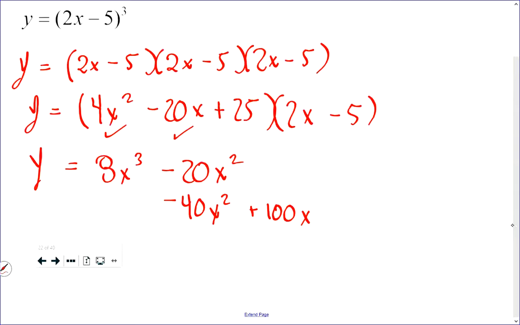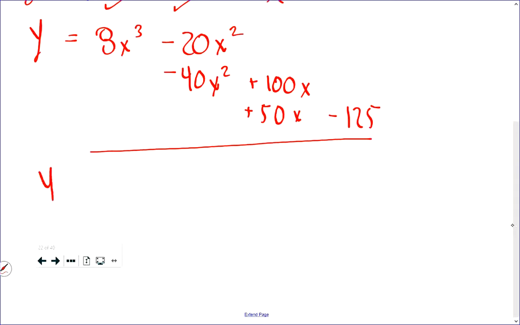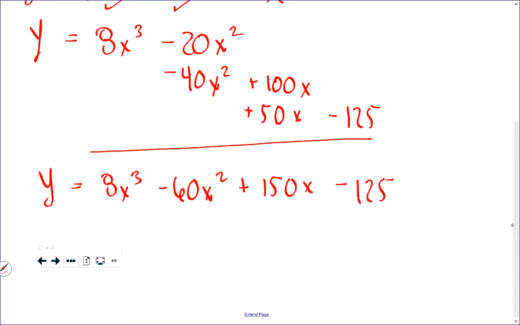Now I'm moving on to the 25 times 2x, which is 50x. And the 25 times negative 5 is negative 125. How did I do for my arithmetic? Okay. So I add all of these together, and y is equal to 8x cubed minus 60x squared plus 150x minus 125. 8, negative 60, 150, negative 125.